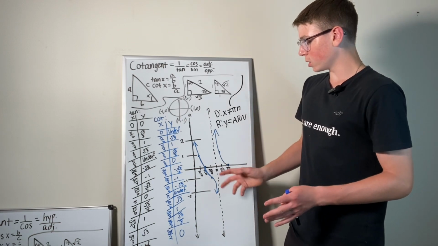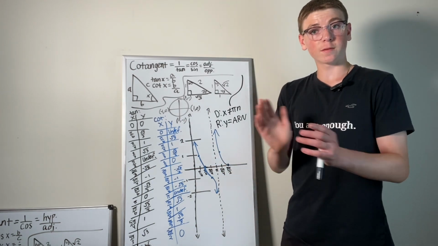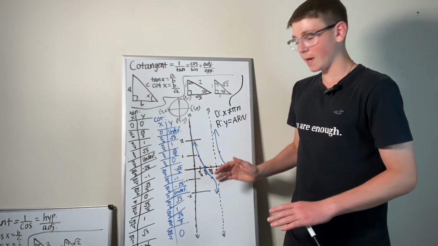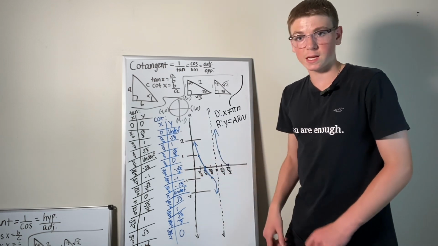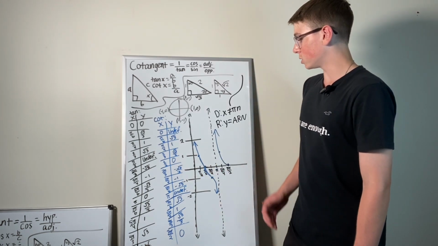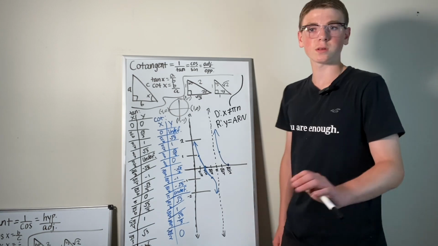So it looks like tangent, but it's shifted pi over 2 to the right, and it's also like the negative. Like the left side goes up and the right side goes down. So the domain is x is not equal to pi n, and the range is y equals all real numbers.